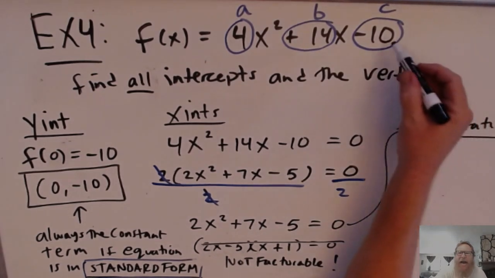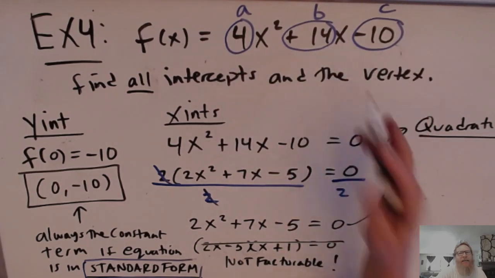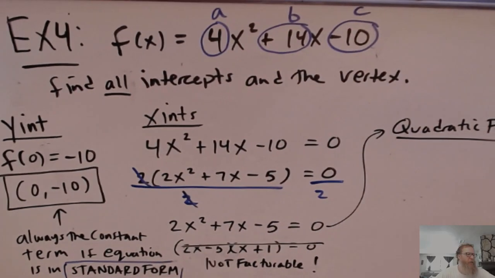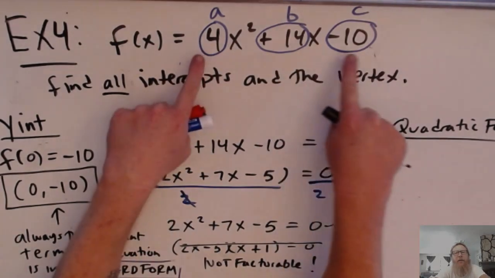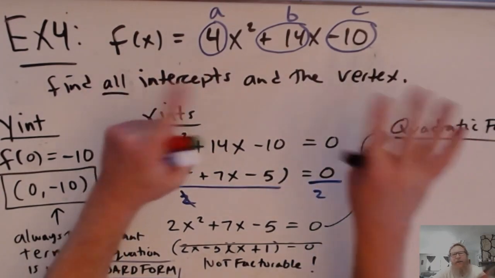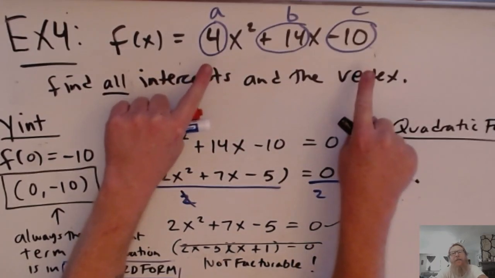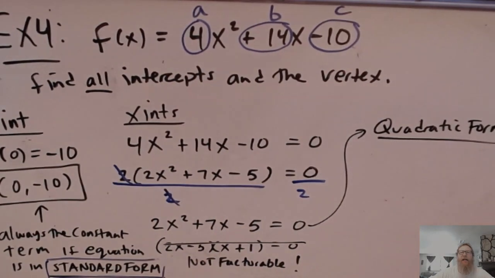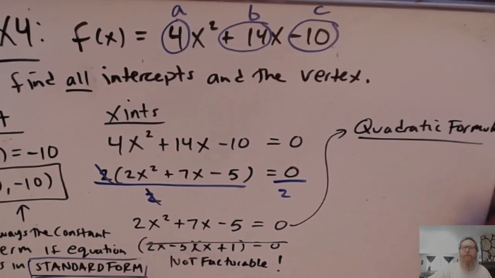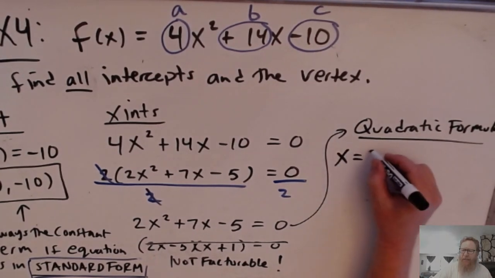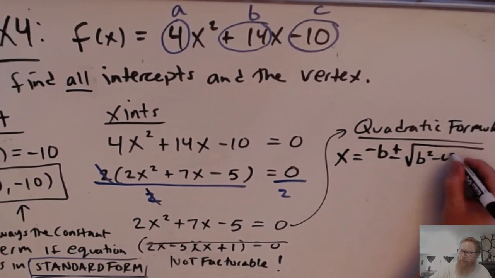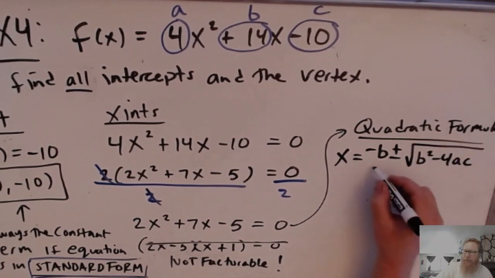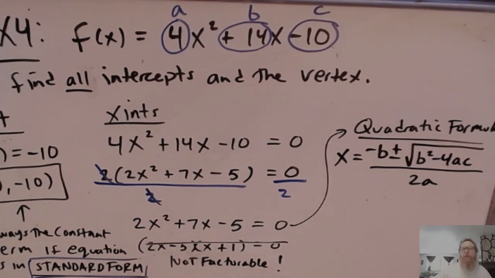Remember A, B, and C? This is just begging me to do the quadratic formula. If you can't factor it and you see there are 3 different constants, or they don't even have to be different, but there are 3 constants, A, B, and C, that's a classic quadratic formula problem. So let's see if you remember it. Negative b plus or minus the square root of b squared minus 4ac all over 2a.